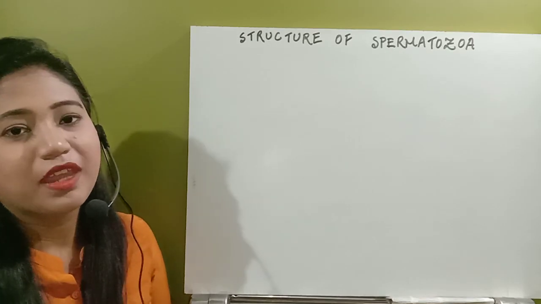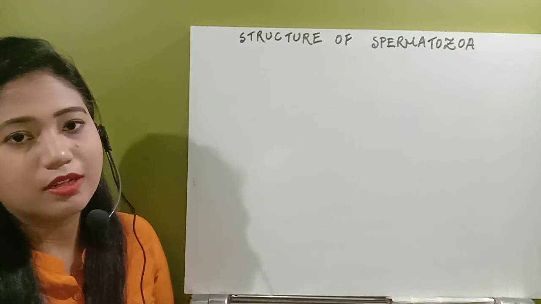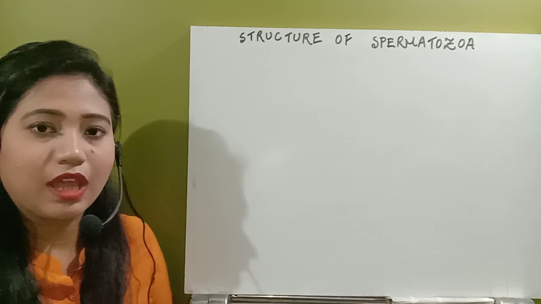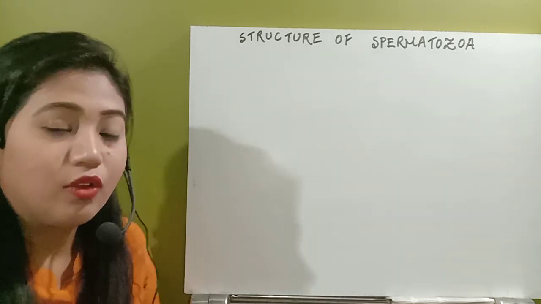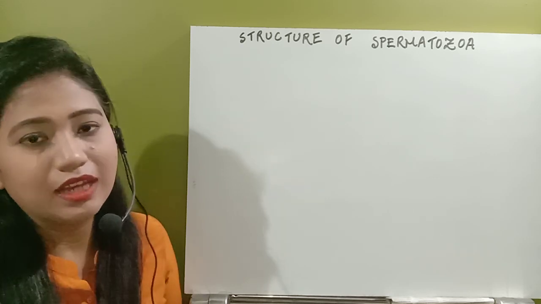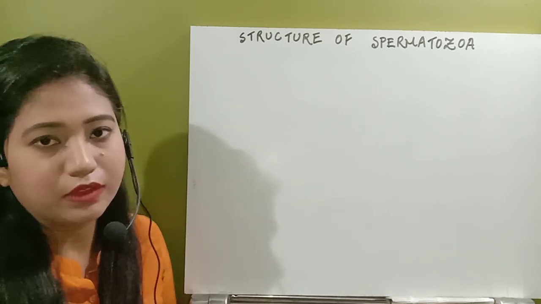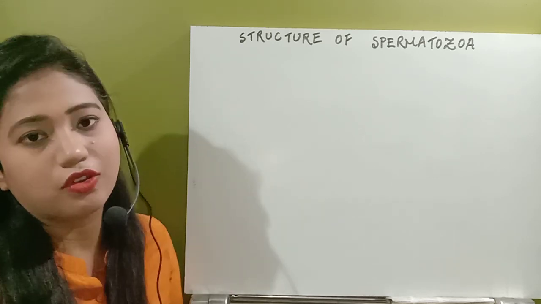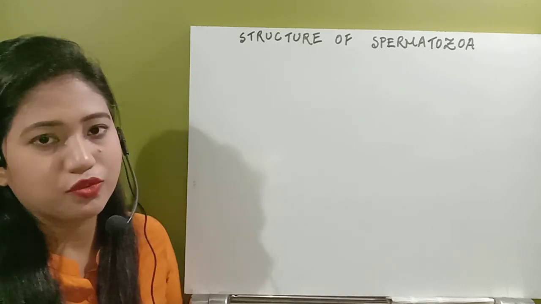Hello students, in the last video we have studied about the female reproductive system and the menstrual cycle. Now in this video we are going to start with the structure of the male gamete and then we'll study the female gamete. Now first of all we'll see the structure of the male gamete or spermatozoa.